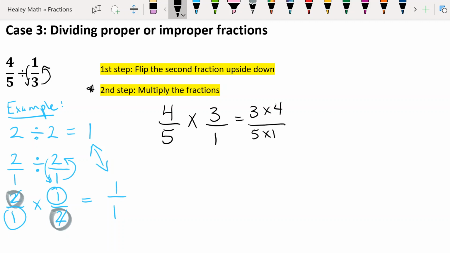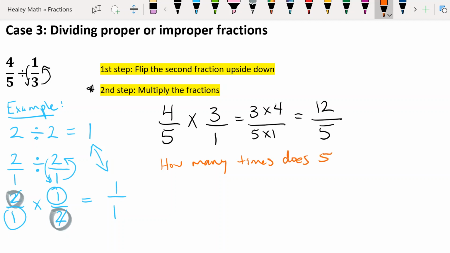3 times 4 is 12. 5 times 1 is 5. Let's see if we can convert this to a mixed fraction. And you ask yourselves, how many times does 5 fit into 12? Well, the answer is 2.